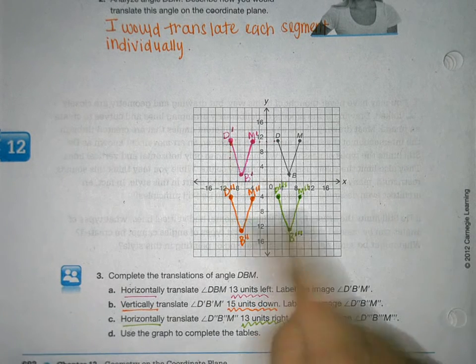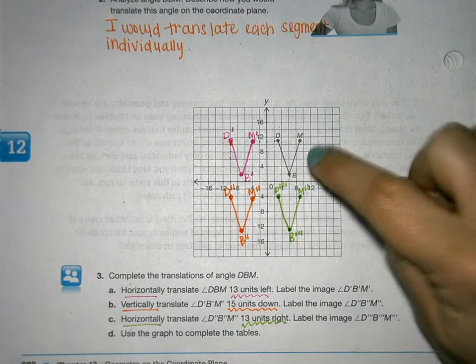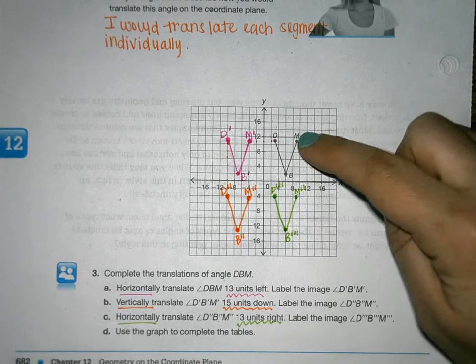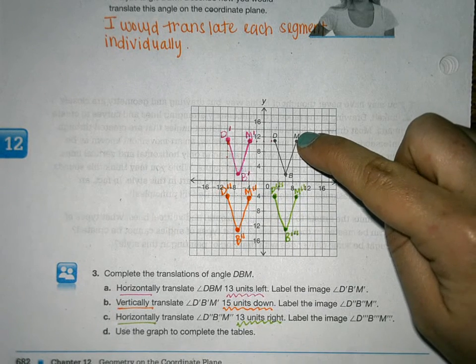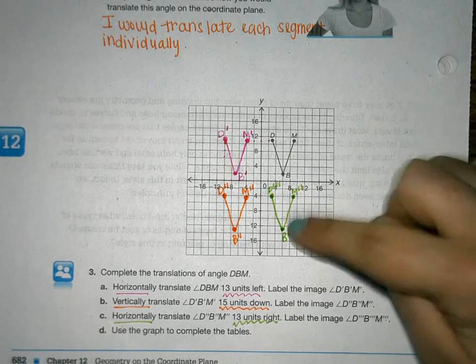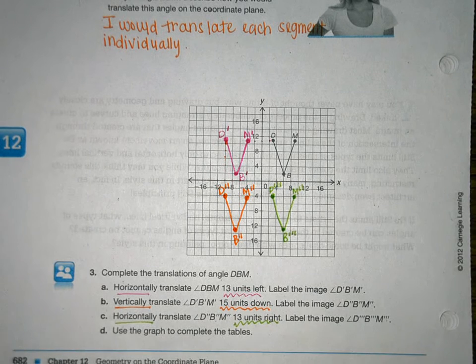So I did 3 translations. If I wanted to end up back where I started, I would do 1 more translation, 15 units up to get back up to where I started. So that's all we're going to do with problem 1, translating angles.